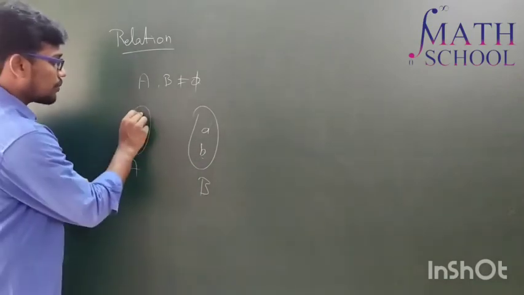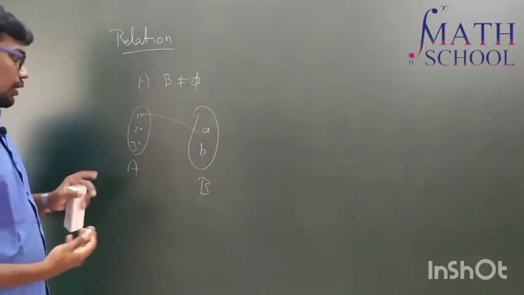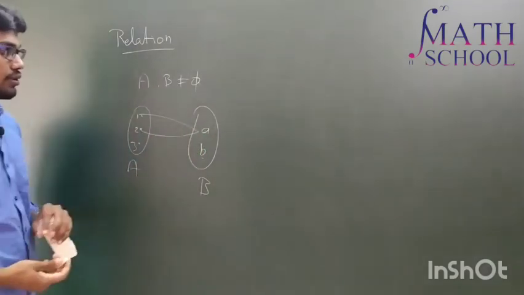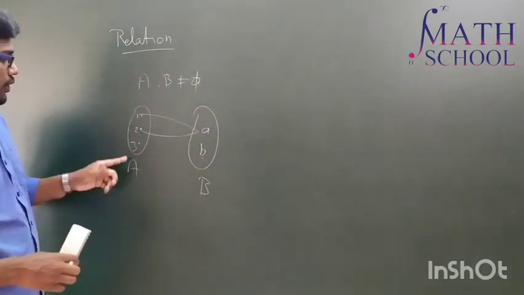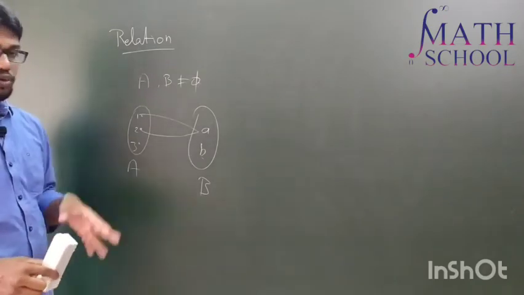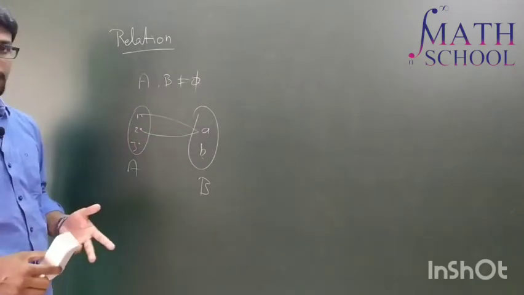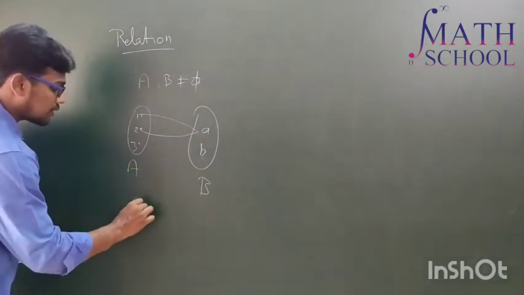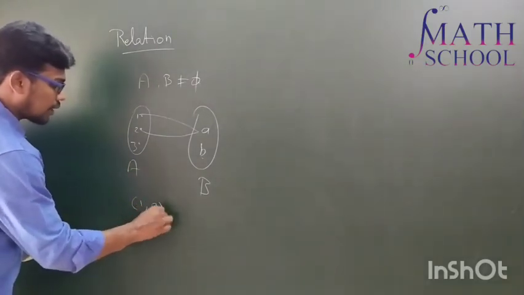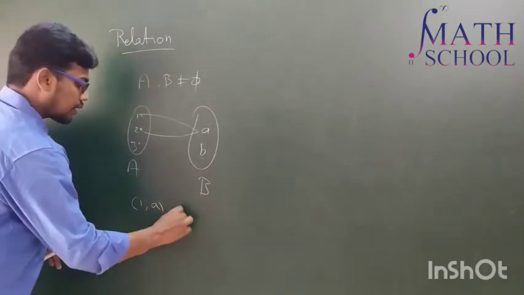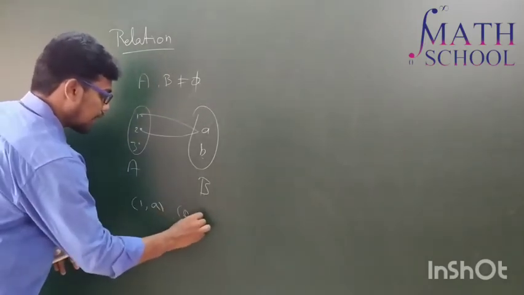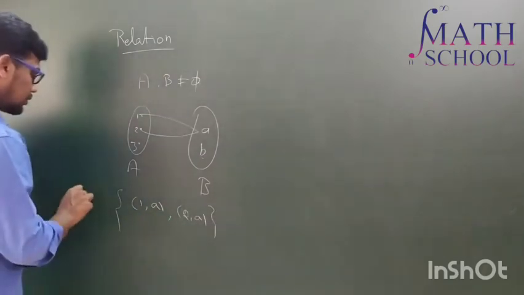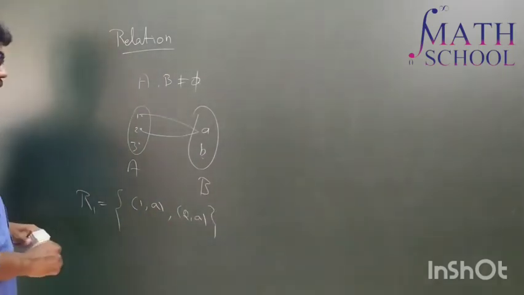Say, for example, 1 is related with a, maybe 2 is also related with a. Fine, that's all. In this family there are 3 people, and in that family there are 2 people, but these people are related with those. Okay, so how can we represent it mathematically? I can write it as (1, a), and this can be written as (2, a). Okay, so I can put them in a single set. Maybe I can call it R1.